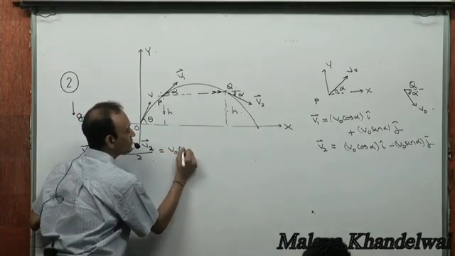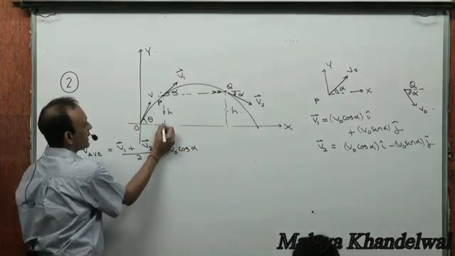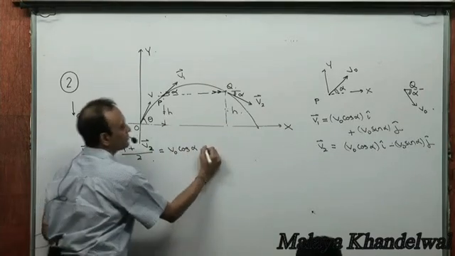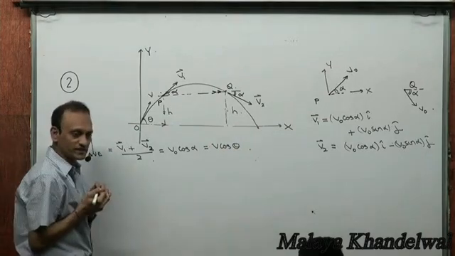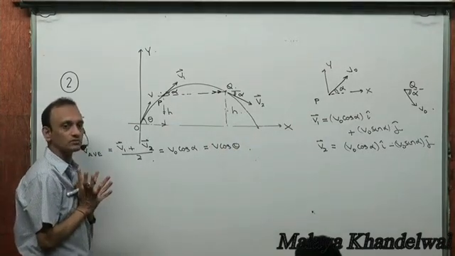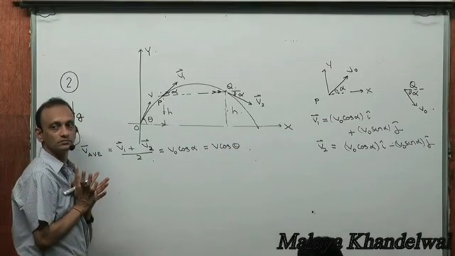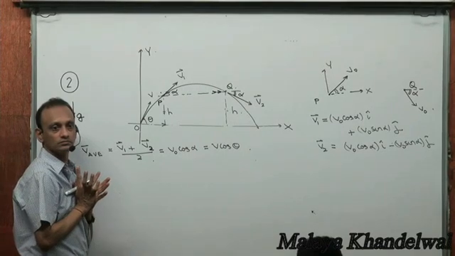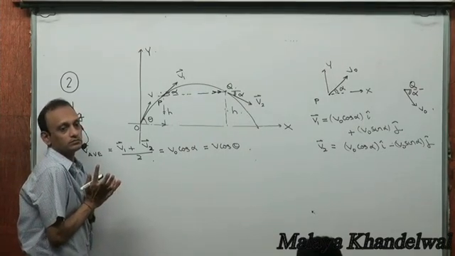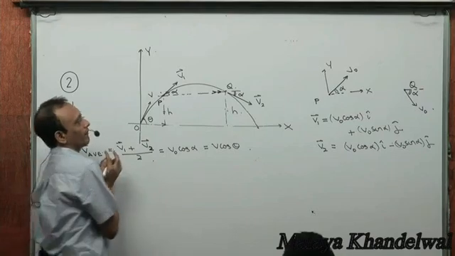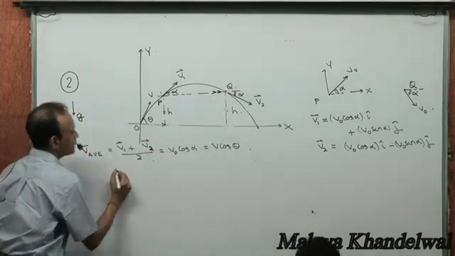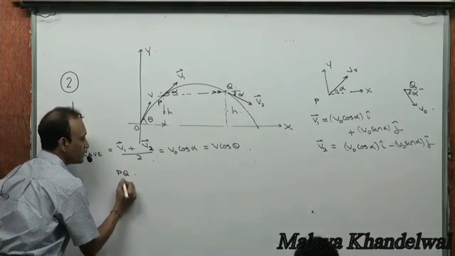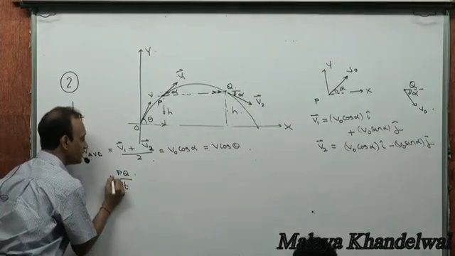V naught cos alpha, which is the same as V cos theta, the horizontal component of the velocity, because the horizontal component is not changing with time. Is it V cos theta? Yes or no? Or, simply speaking, average velocity in an interval would be total displacement PQ divided by total time T.